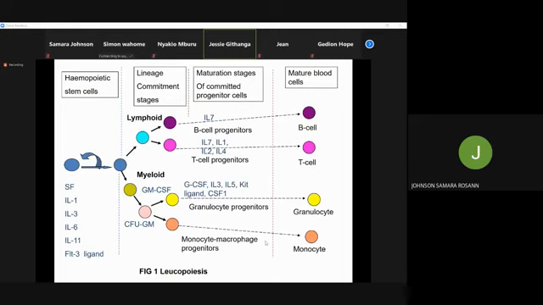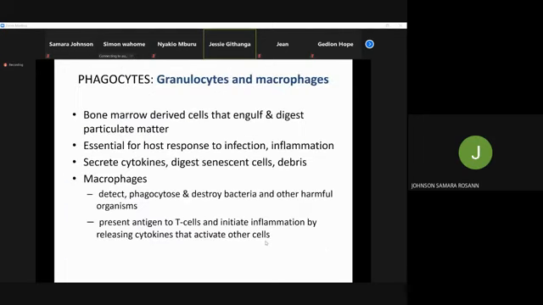So let's kick off our talk with the phagocytes. And the phagocytes are the granulocytes and macrophages. And under this, we also consider the monocytes. And these are the cells that are well trained to engulf and digest particulate matter. They are all derived from the bone marrow, as we saw when we were talking about leukopoiesis. So these are bone marrow derived cells, and they are functioning matter.